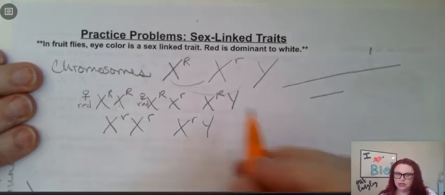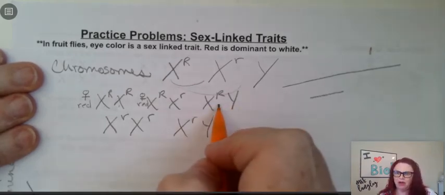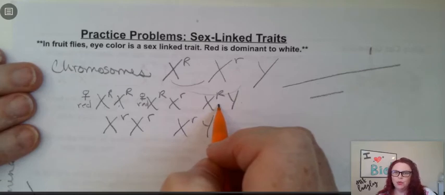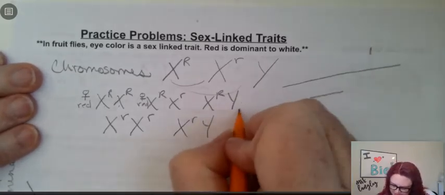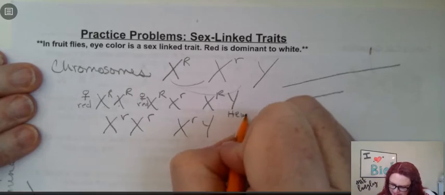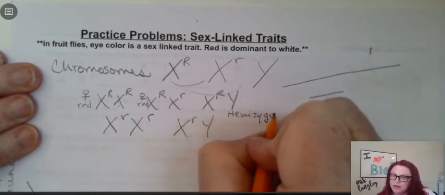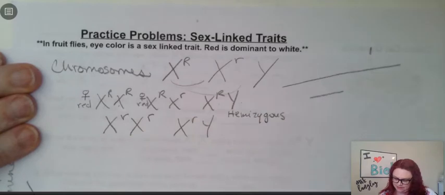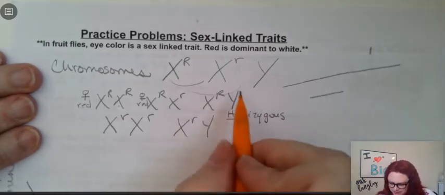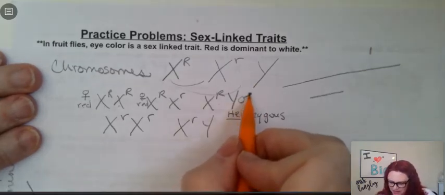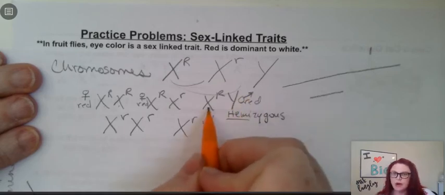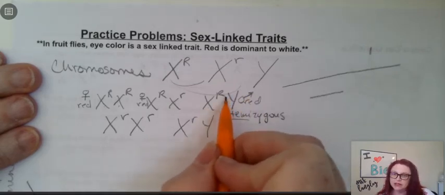Now, if I look here, the Y does not have an R on it. It can't. We don't call this homozygous or heterozygous. This is hemizygous. Okay, hemizygous, half, hemi. And in this case, it has the capital letter there. That's our dominant allele. So this is going to be male and red because it's XY with a dominant allele.